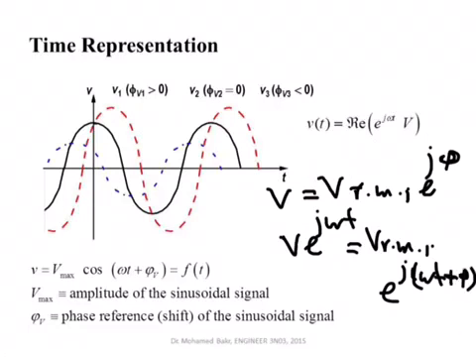If I take the real part of this one, this is e to the j theta. E to the j theta is equal to cosine theta plus j sine theta. So the real part of this term will give you the cosine. So if you take the real part, this will give you the VRMS multiplied by the cosine of omega t plus phi. And this is how we go from the phasor quantity to the time domain quantity.